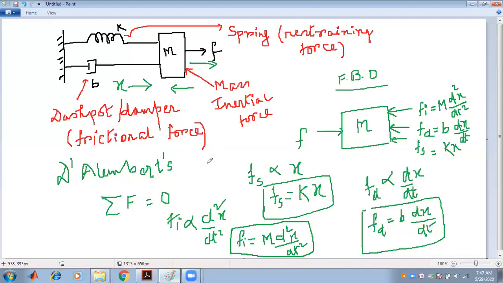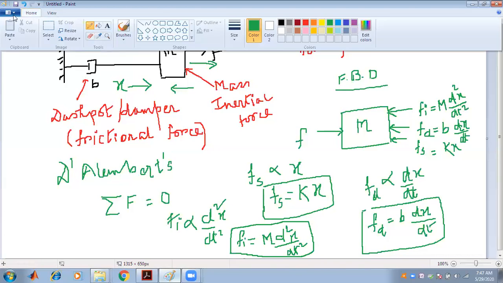So we need to draw the free body diagram of a mechanical system. Now, according to D'Alembert's theorem, the summation of all the forces is zero. There are forces acting in favor of the motion and forces acting in opposite to the direction of the motion. The inertial force, the damper force, and the spring force, these three forces are acting in opposite to the direction of the motion of the mass displacement, and F is acting in favor of the motion of the mass.